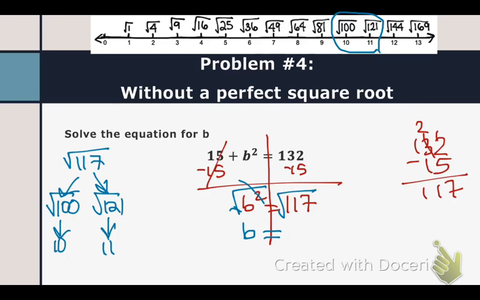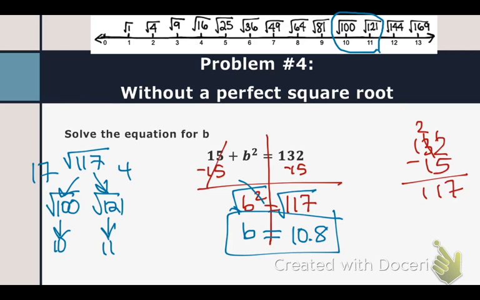Okay? Let's see. 117 is 4 away from 121 and 17 away from 100. So it's definitely way closer to the 11. So I'm going to kind of guess and say it's going to be around 10.9, maybe? Maybe 10.8. Yeah, let's do 10.8. I think that's, because there are 4 places. Okay. And that's my answer. I'm just estimating. It's not going to be perfect, but it is what it is.